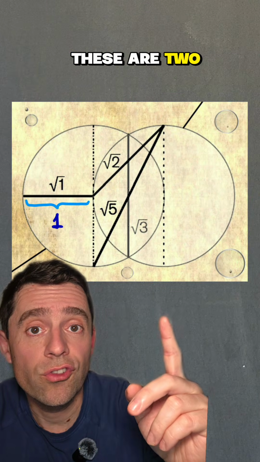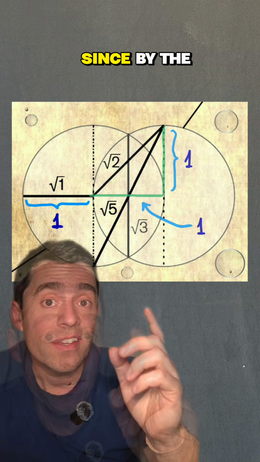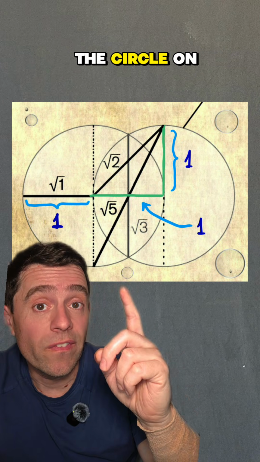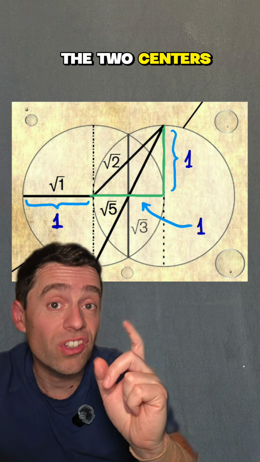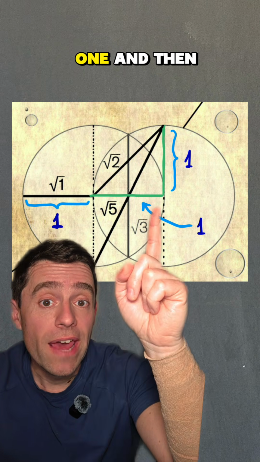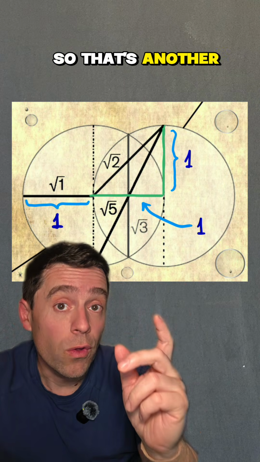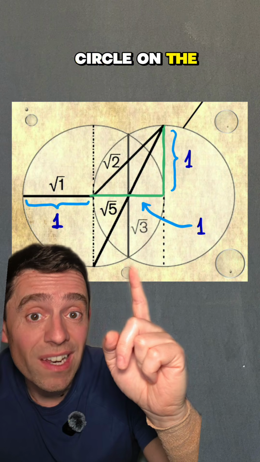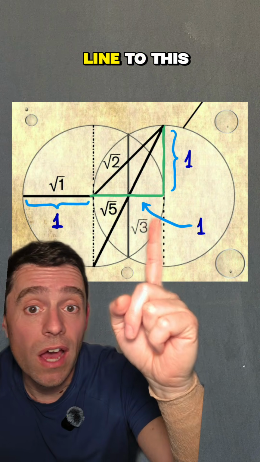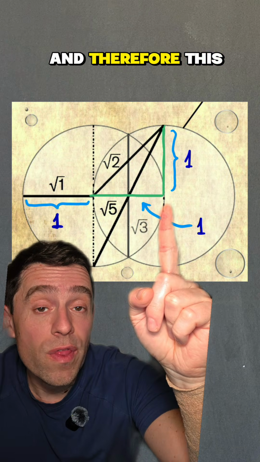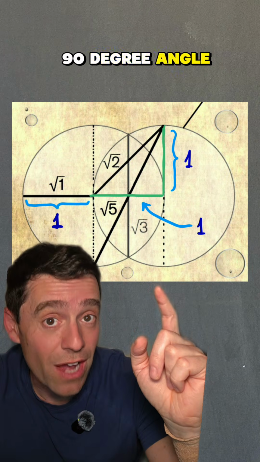First of all, these are two circles, and they give me that the radius of the circle is 1. Since by the position they show, the circle on the left touches the diameter of the circle on the right, the distance between the two centers is a radius, so it is 1. And then the distance from here to the top of that circle is another radius, so that's another 1. Now, since the circle on the left touches the diameter, that means that this diameter is a tangent line to this circle, and therefore this line and that line are perpendicular, so that over there is a 90-degree angle.